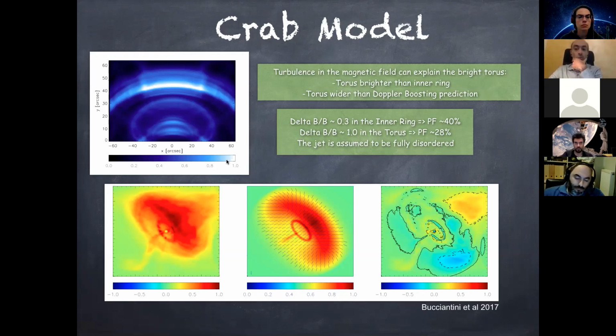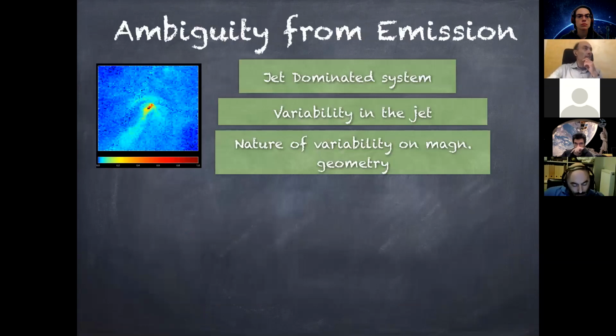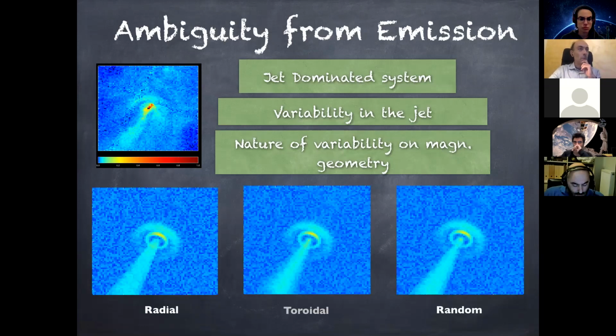And I'm going to show you, for example, the kind of ambiguity you run into when you try to model these systems. This is an image of MSH 1552, where you see this is a jet-dominated system. You have the ring and the jet. And these are three models of the same object done with three very different prescriptions for the magnetic field in the jet. This is just intensity. So there's no way that just by looking at the intensity map, I can guess what is the structure of the magnetic field in the jet.